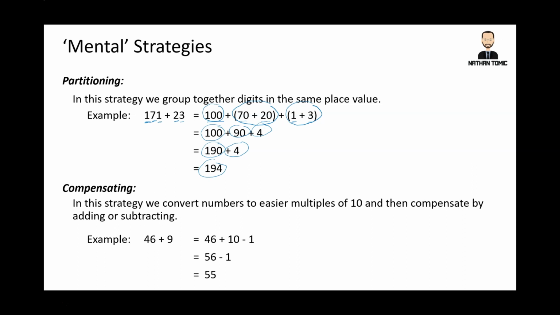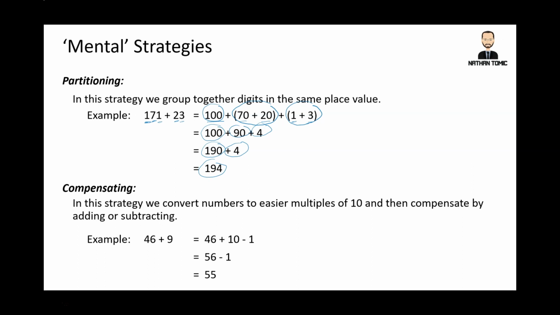The next strategy is compensating. Now this strategy, we're going to convert some numbers into easier multiples of 10 usually, so 10, 100, 1000 and so forth. And then we compensate, or basically mark down how we made that change, and we use that as either an addition or subtraction.